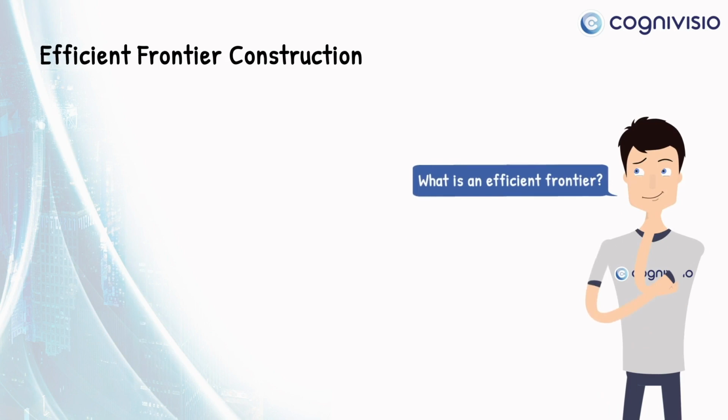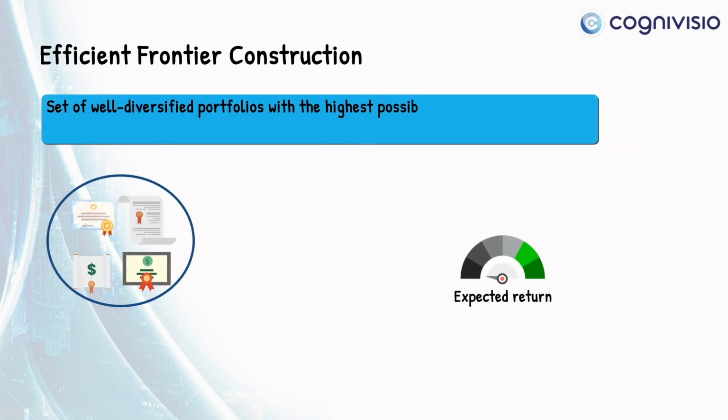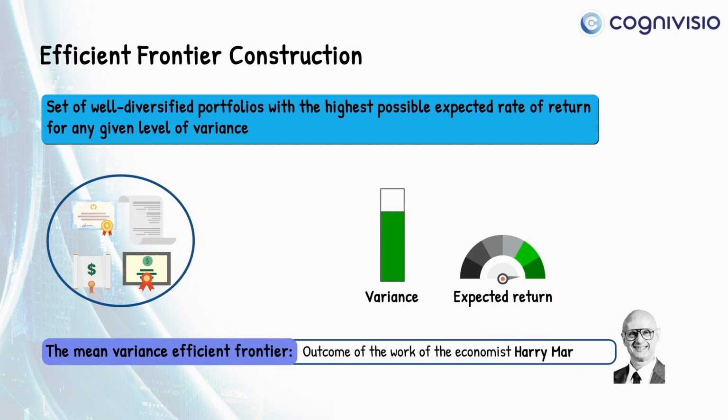What is an efficient frontier? It is the set of well-diversified portfolios that have the highest possible expected rate of return for any given level of variance. The mean variance efficient frontier is the outcome of the work of the economist Harry Markowitz, who won the 1990 Nobel Prize in Economics for this contribution.